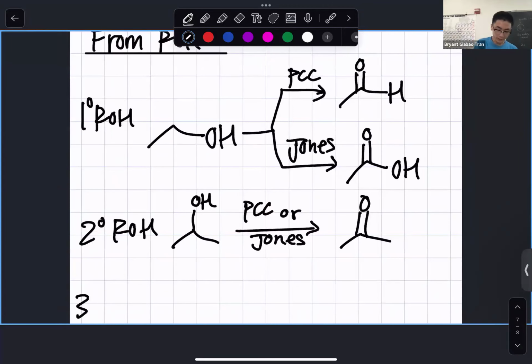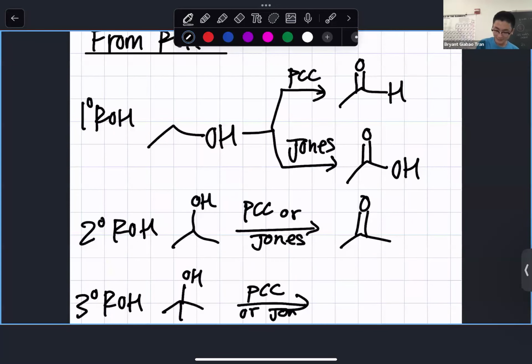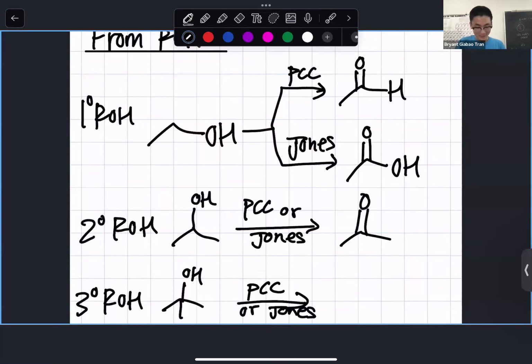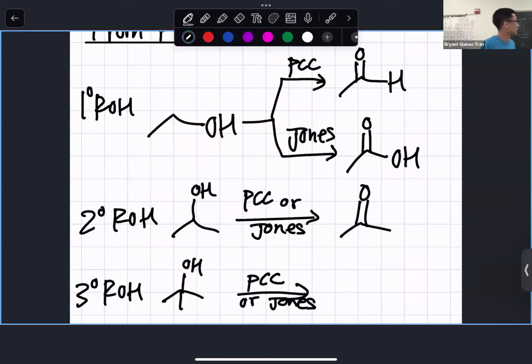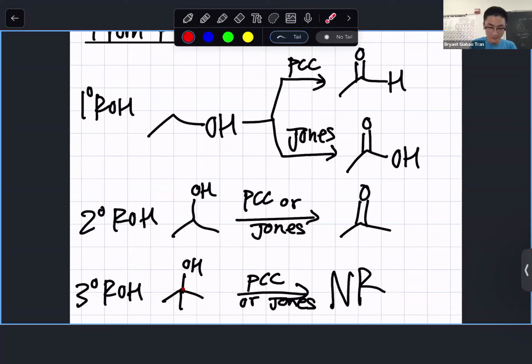For tertiary alcohols, if we try using PCC or Jones, will a reaction even happen or no? Yeah, no reaction. NR. Right, because there's no hydrogen on that carbon holding the alcohol. Nice. Okay.